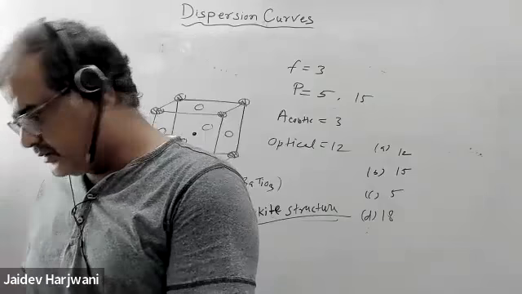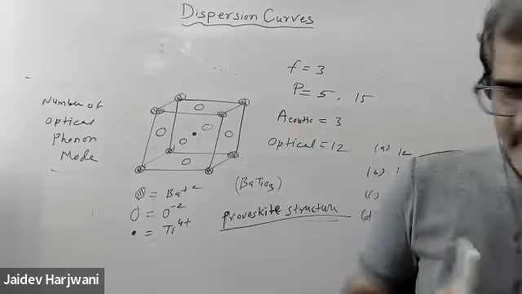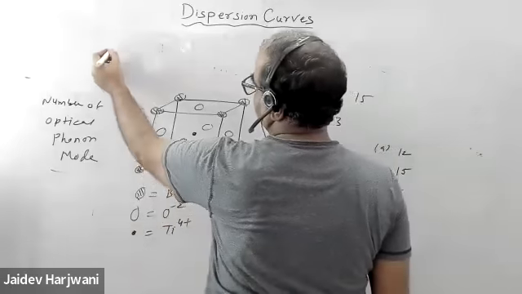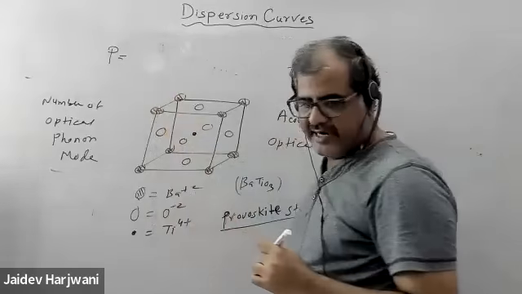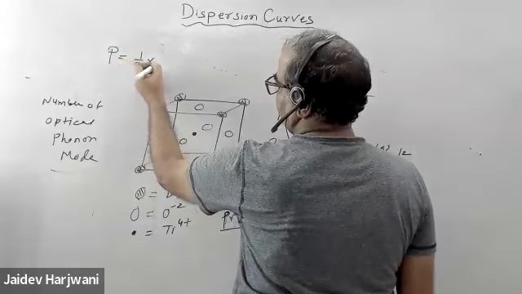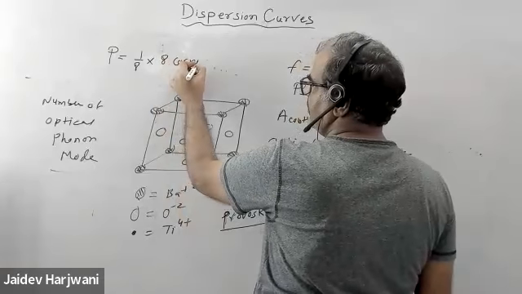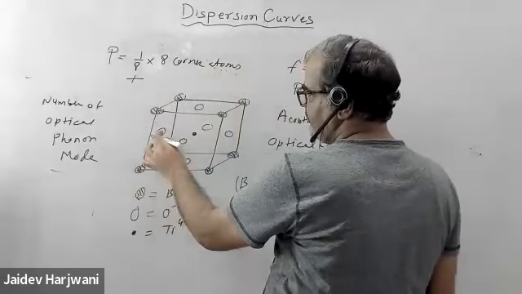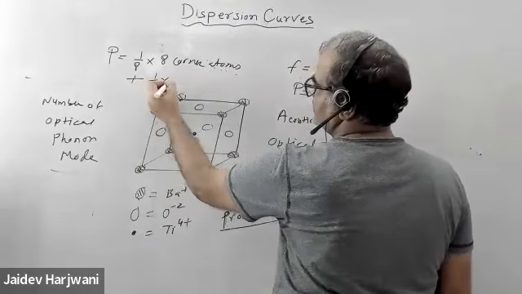Sir, how did you calculate P? Please explain. Very good. So P: you have corner atoms. What will be the contribution of a corner atom in 1 unit cell? 1 by 8. Very good. So we have 1 by 8 for the 8 barium corner atoms. Plus, what is the contribution of a face atom? Half. Very good. So half into 6 face atoms.